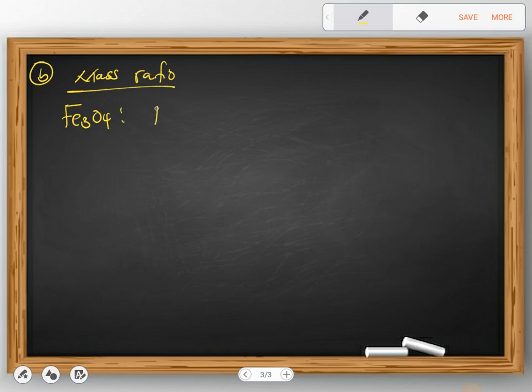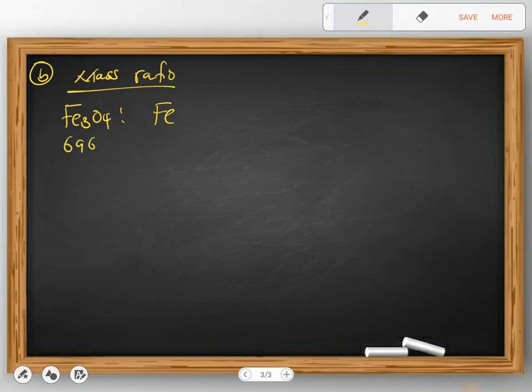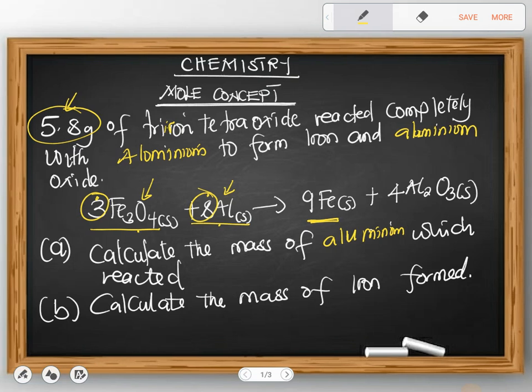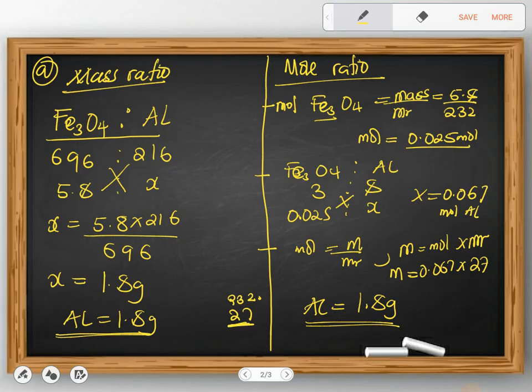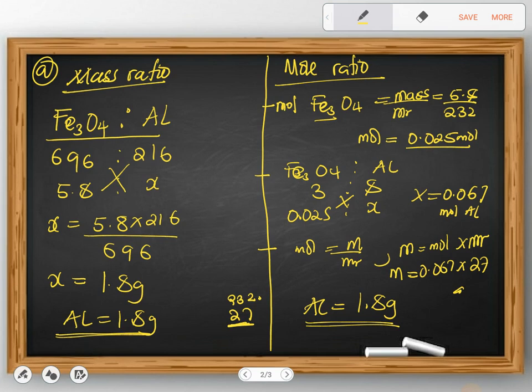Now here we are comparing this one with iron itself. What did we have here? We had 696. For iron, it is 56 times 9, which is 504. So we put 504 here. Then here we've got 5.8, then X, and cross multiply. So 504 times 5.8, divided by 696. The mass of iron is 4.2 grams. If you want, you can use the other method; it will give you the same.